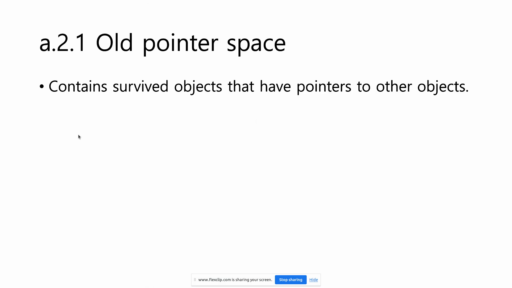Old pointer space contains survived objects that have pointers to other objects. You might think that all objects are pointing at other objects. No, it's not. This was also my mistake. Do not misunderstand about objects. We are talking about the object data types. In the object data types, there's array and function. That means if there's a function or an array, it's pointing at other objects.